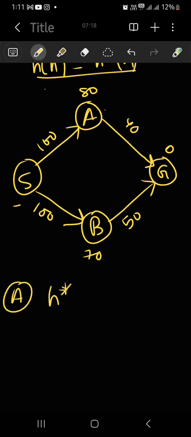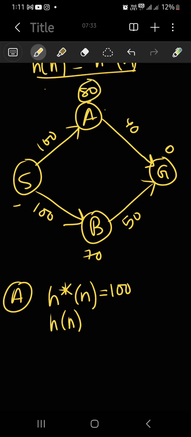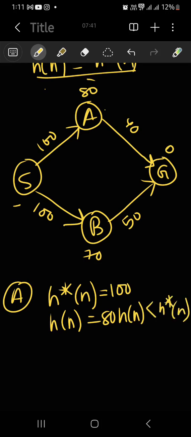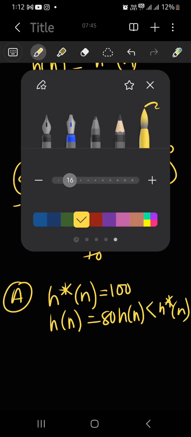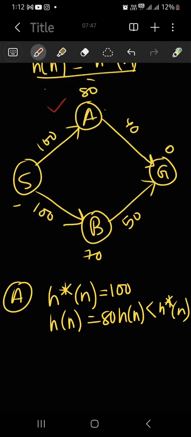H star n is basically the actual cost of going from vertex S to vertex A. So what is the actual cost? It is 100. And what is the estimated cost of going from the source vertex to the vertex A? It is nothing but 80, right? So h of n is 80. Here h of n is less than h star of n, so admissibility is getting satisfied for this vertex.